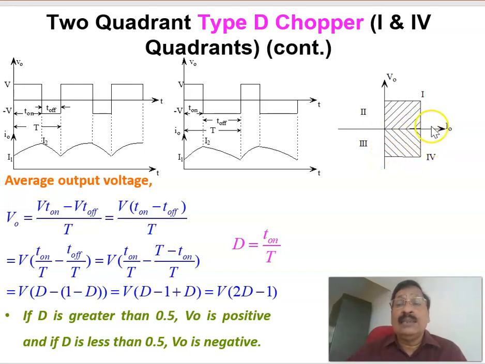Or we can say that in mechanical quantities, this is the torque axis and this is the omega m axis. Therefore, torque is positive, omega m is negative, and T into omega is negative. Therefore, the mechanical output is negative, which means that power is flowing from the load into the source. That is called braking operation, the reverse braking region, fourth quadrant.